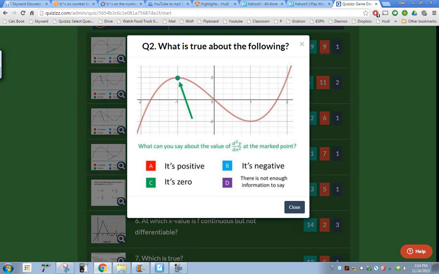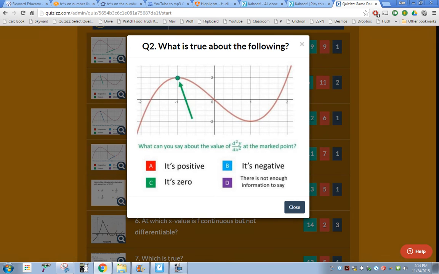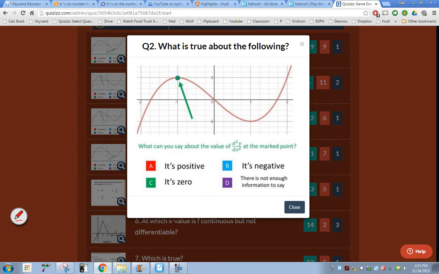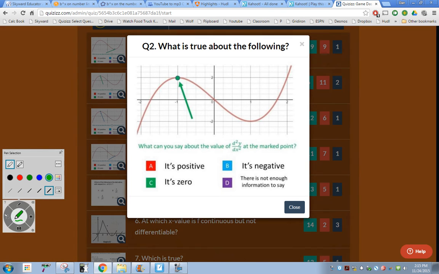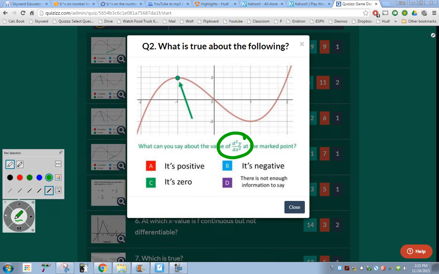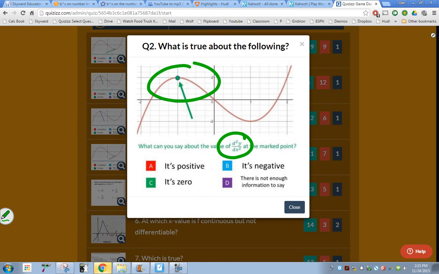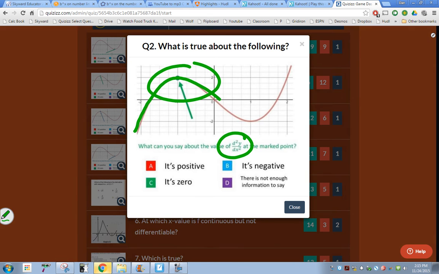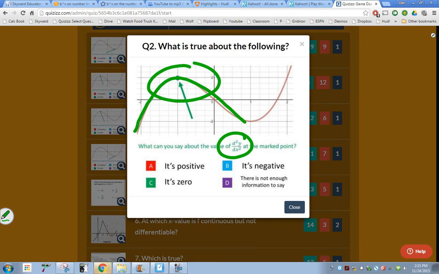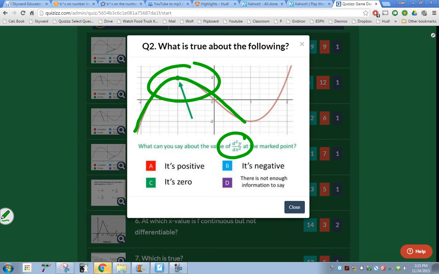Which of the following is true? So they give you this point, and it says, what can you say about the value of d squared y over dx squared? What does d squared y over dx squared mean? Second derivative. And what are we going to look for in a graph if we want to talk about its second derivative? Concavity. So looking right here at this point, what is true about the concavity right there? It's down like a frown. Concave down like a frown. So if it's concave down like a frown, it's negative.